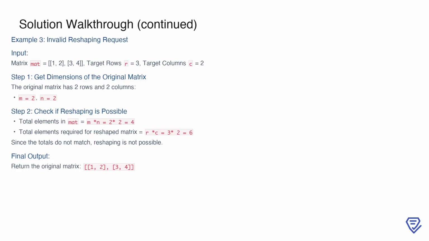For the reshaped matrix, the total number of required elements is r*c is equal to 3 times 2 equals 6. Since the total number of elements in the original matrix does not match the total required for the reshaped matrix, reshaping is not possible. In this case, the problem specifies that we should return the original matrix as is. Therefore, the output is 1, 2, 3, 4.